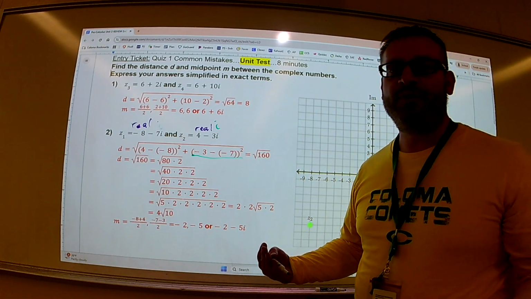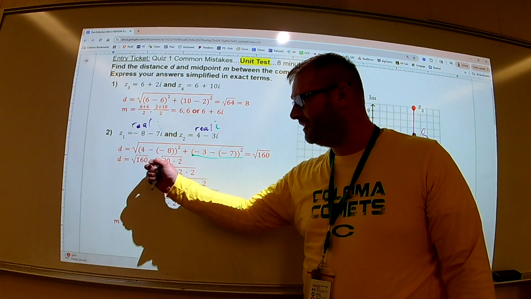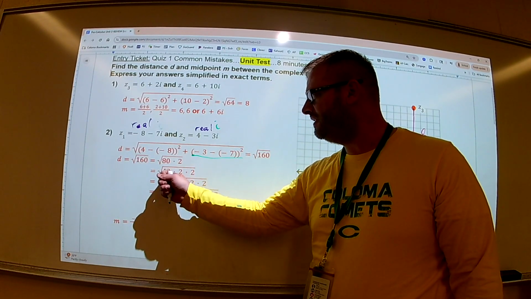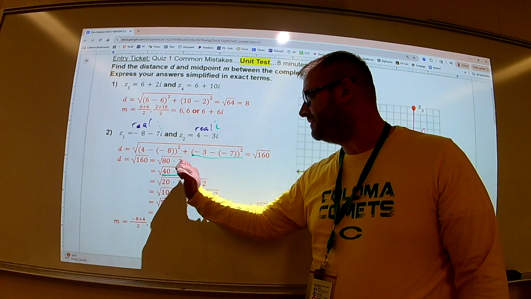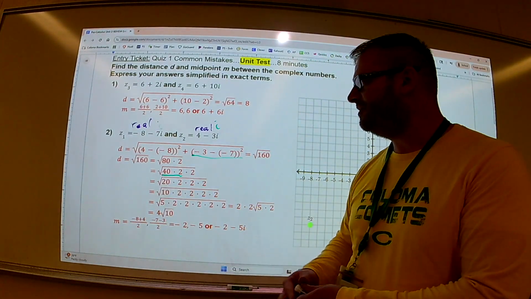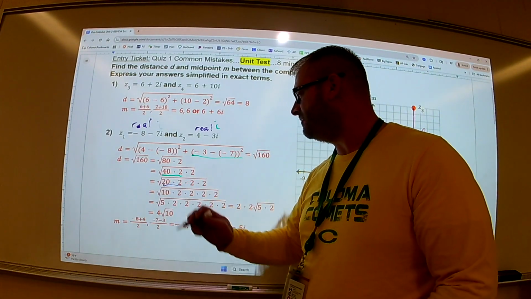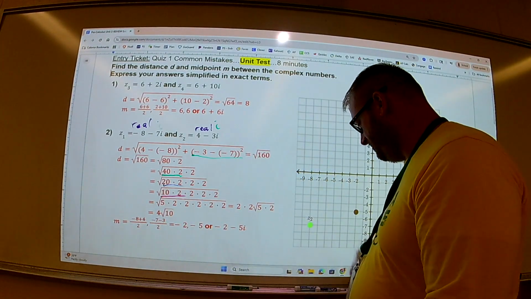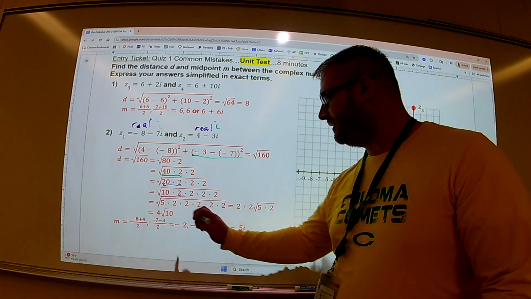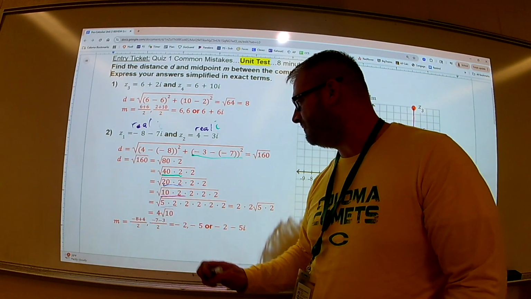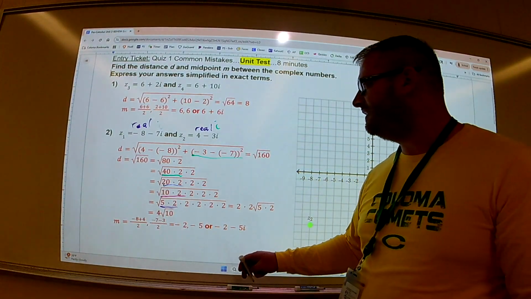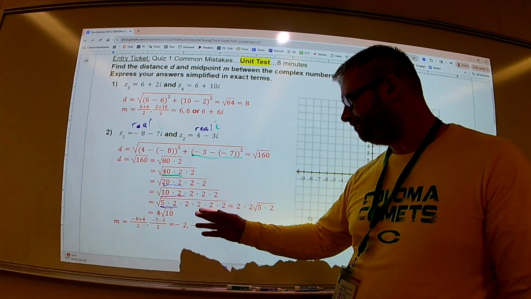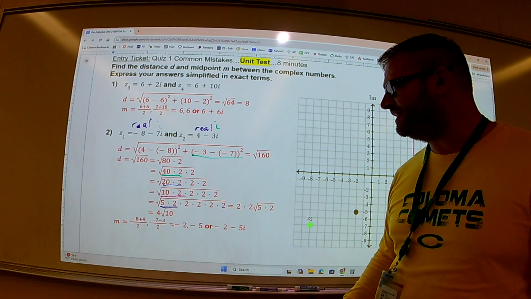The textbook way of doing it, if you recall factoring 160: 160 divided by 2, it's the same as 80 times 2. 80 divided by 2, it's the same as 40 times 2. 40 divided by 2, it's the same as 20 times 2. 20 divided by 2, it's the same as 10 times 2. And then 10 divided by 2, it's the same as 5 times 2. So in the end, 5 times 2 times 2 times 2 times 2 times 2 will also be 160.